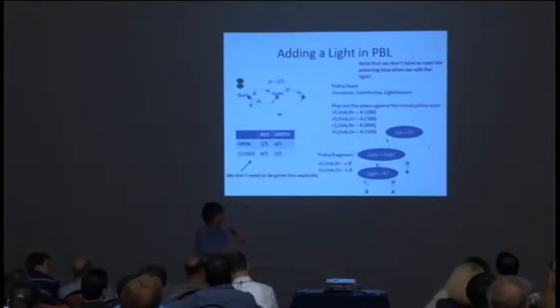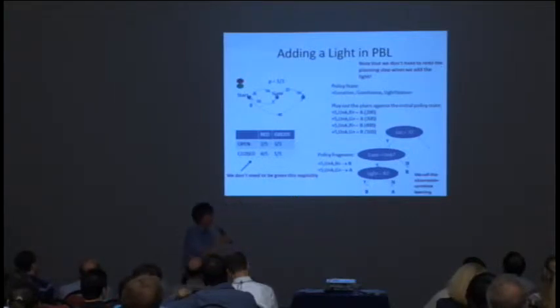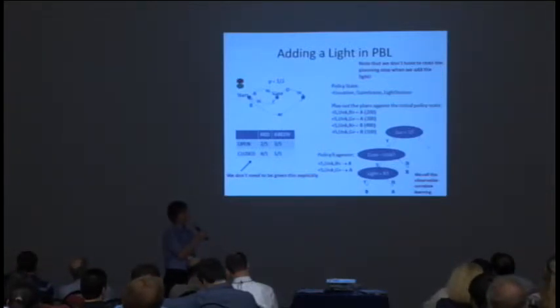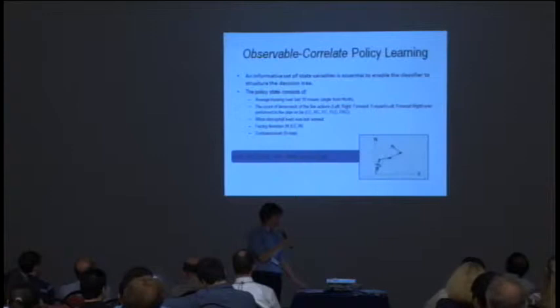The two key points are that we don't redo the planning stage when we add the light, and therefore we could add additional observable variables and we would not have to redo the planning. And finally, this association between observable variables and actions is crucial to the good performance of our policies. And we call this step observable correlate learning, because we're correlating observable variables to the actions that the planner produced.